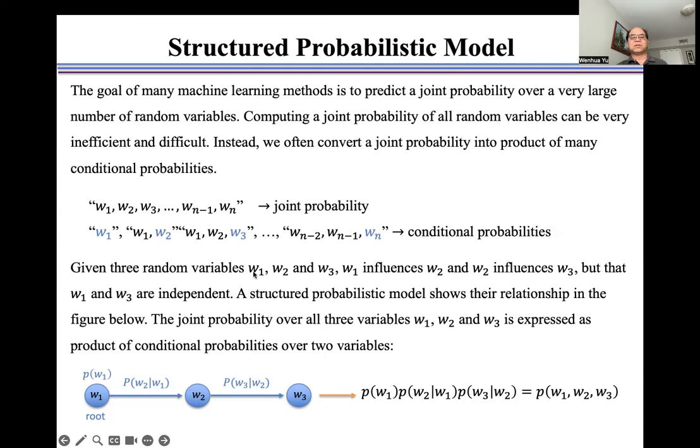Given three random variables, W1, W2, and W3, W1 influences W2, and W2 influences W3, but W1 and W3 are independent. A structured probabilistic model shows their relationship in the figure here. Then we can calculate the probability of W1, the conditional probability of W2 conditioned on W1, and the conditional probability of W3 conditioned on W2. And then from the product of the conditional probabilities we calculate the joint probability. That is the solution to the original problem.